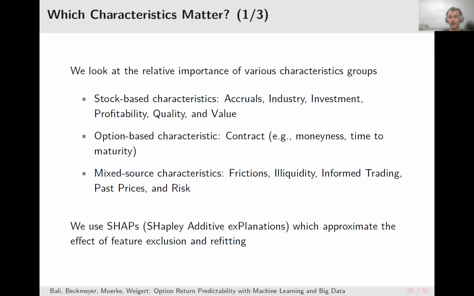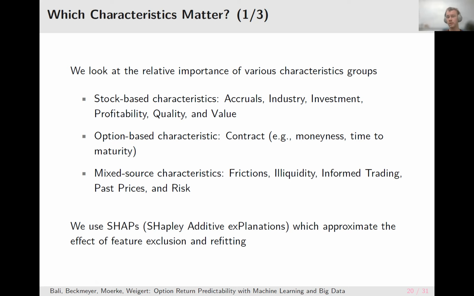We have 6 that relate only to stock-based characteristics containing information about accruals, industry, investment, profitability, quality, and value. We have 1 that is exclusively filled with option-based characteristics, everything relating to the contract. And then we have a mixed source characteristics group. 1 is about frictions, 1 is about illiquidity, informed trading, past prices, and risk.